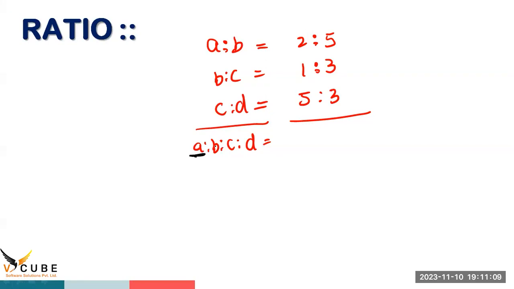To find out the A value, just multiply the left hand side numbers. So 2 1s are 2, 2 5s are 10.